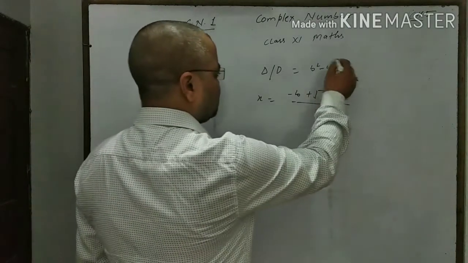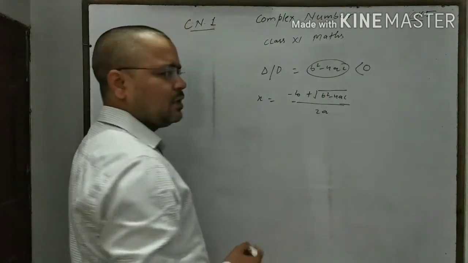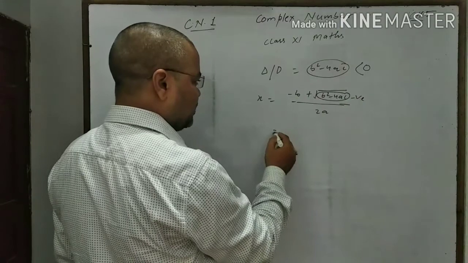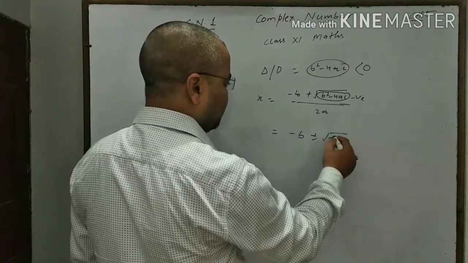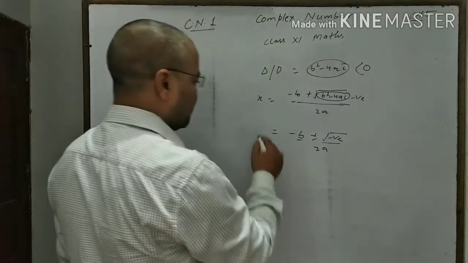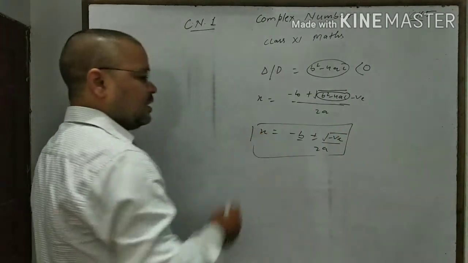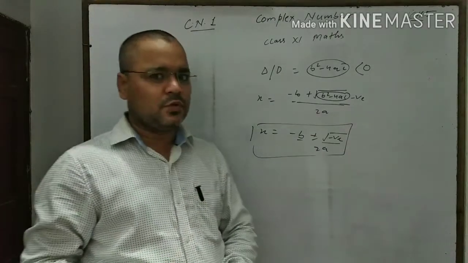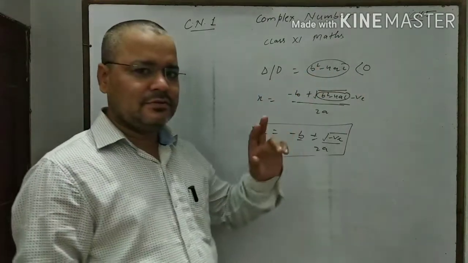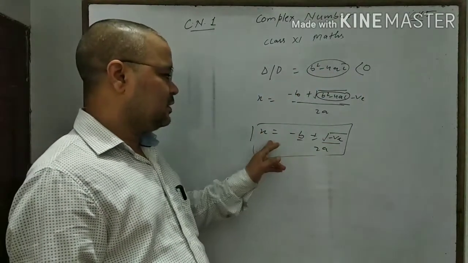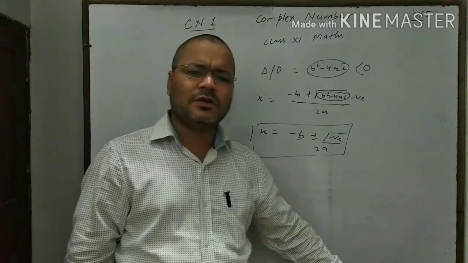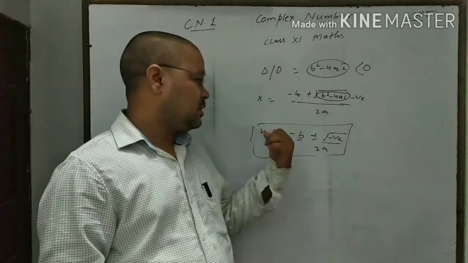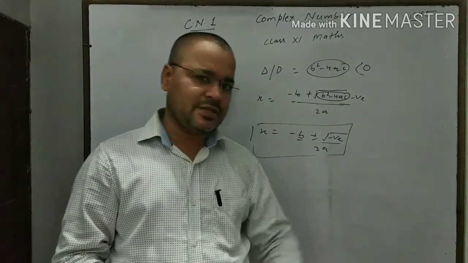Remember, if the value of this discriminant is less than 0, this value will be what? Negative. It means it will be minus b plus minus under root negative value by 2a. And in this case, the root of the quadratic equation is not real. When the value of discriminant is negative, we find that the root of the quadratic equation is not real, means the root in this case will be imaginary.